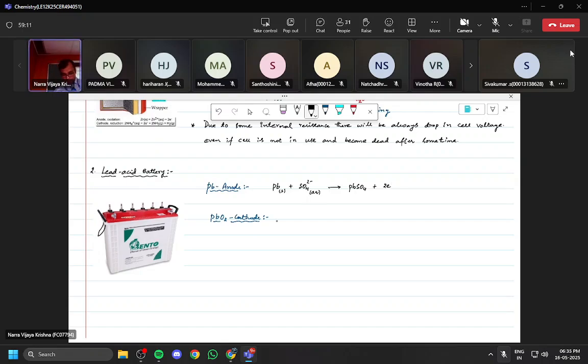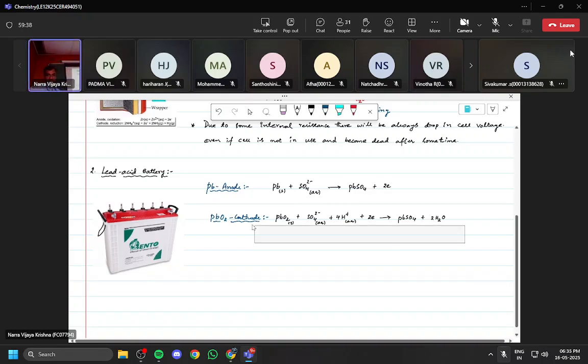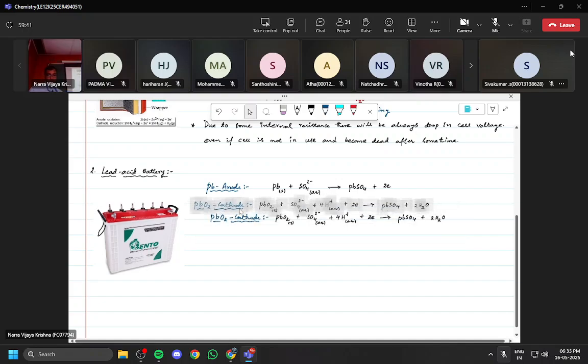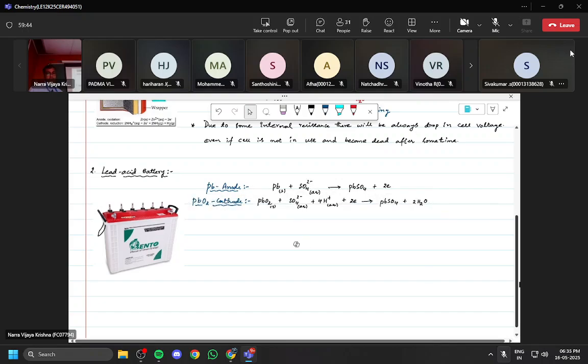Right? Now PbO2 again combines with SO4 2 minus plus 4H plus plus 2 electrons to form PbSO4 plus 2H2O. Check whether it was balanced or not. See the second reaction, sir, whether it got balanced or not. Check it out. Done? Check the oxygens and hydrogens.